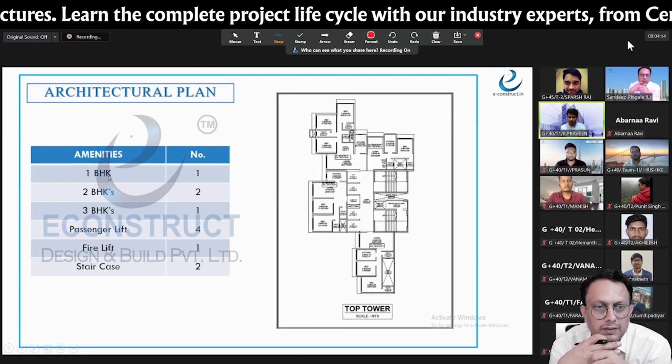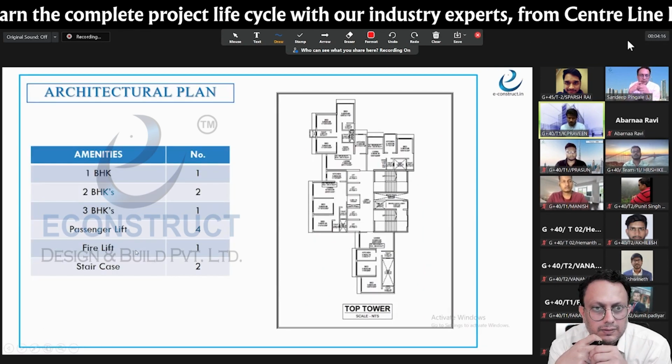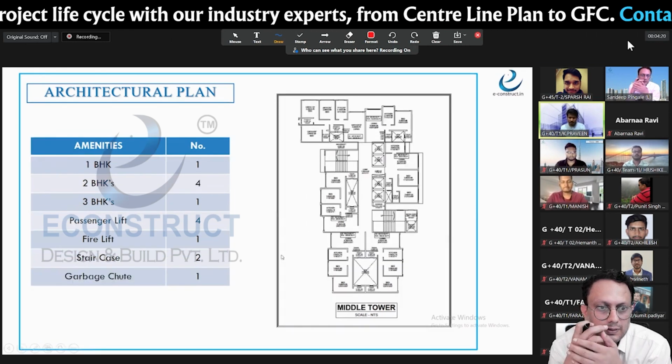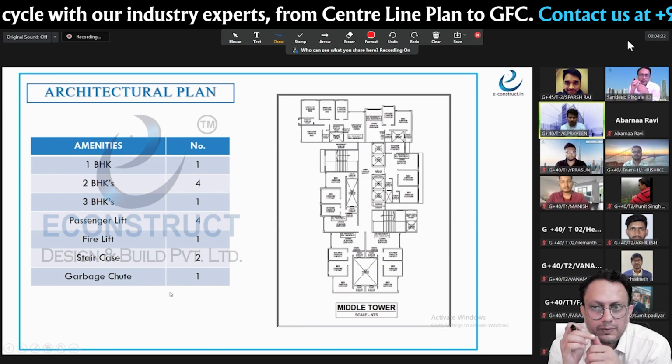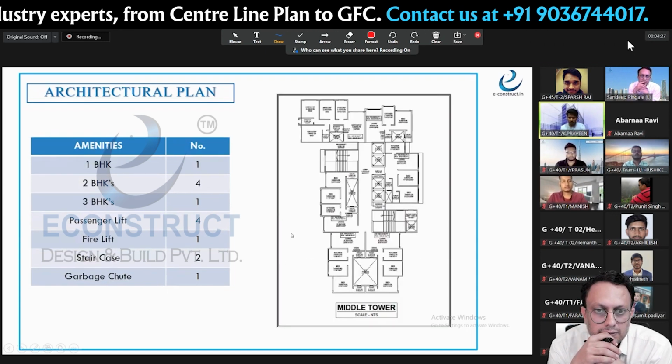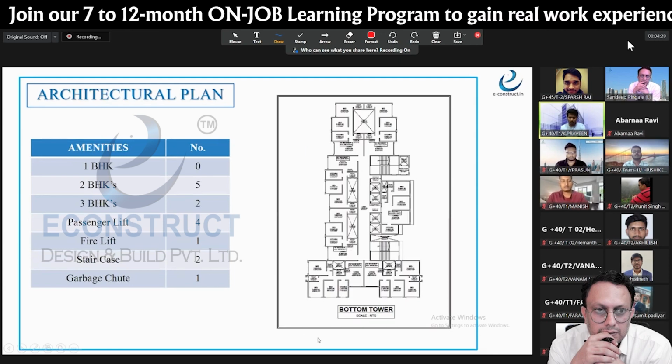We have amenities so and so. These are the amenities that we have for the middle tower. Here we have the garbage. And this is the bottom tower amenities.